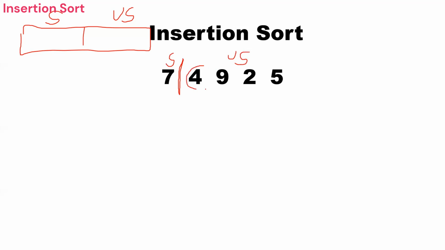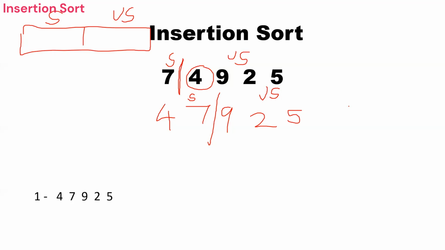Now, we're going to take the first element of the unsorted array, 4, and check it with 7. Is 4 greater than 7? No. So we're going to push 7 inside. So now it's going to become 4, 7, 9, 2, 5. In the second iteration, these 2 become the sorted list, and these 3 become the unsorted list. As we move on through the for loops, the number of elements in the sorted list increases, and the number in the unsorted list decreases.